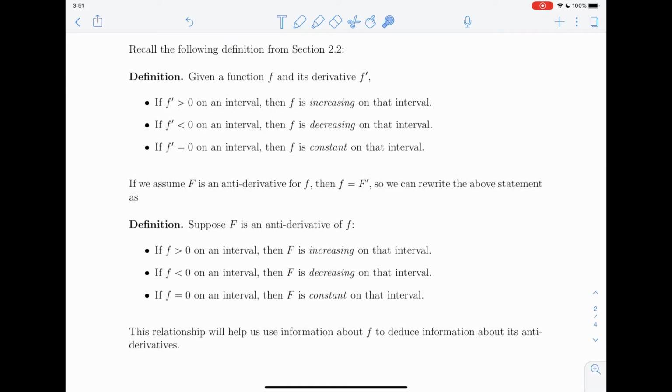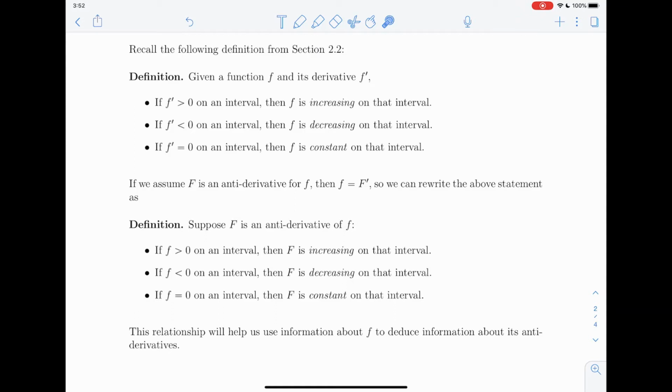So using the same notation we've used so far in the lecture, we're going to let capital F be an antiderivative for little f, so that its derivative is f. And then what we're going to do is a proper replacement. What we'll find is that if capital F is an antiderivative of little f, then instead of the derivative, we're going to say, if little f was positive on an interval, then its antiderivative, capital F, is increasing. And if little f is negative on an interval, then capital F, its antiderivative, is decreasing. And if little f is 0, then its antiderivative is constant.